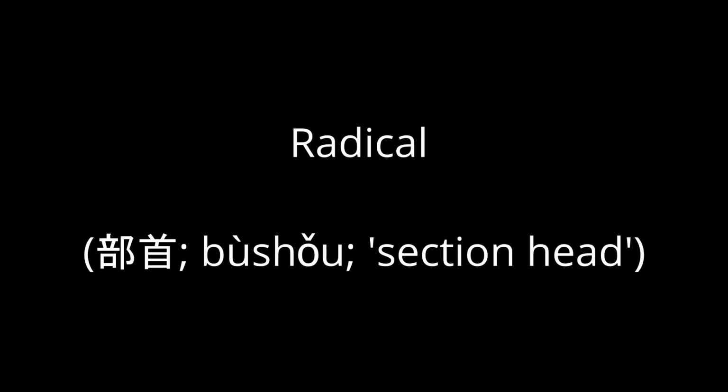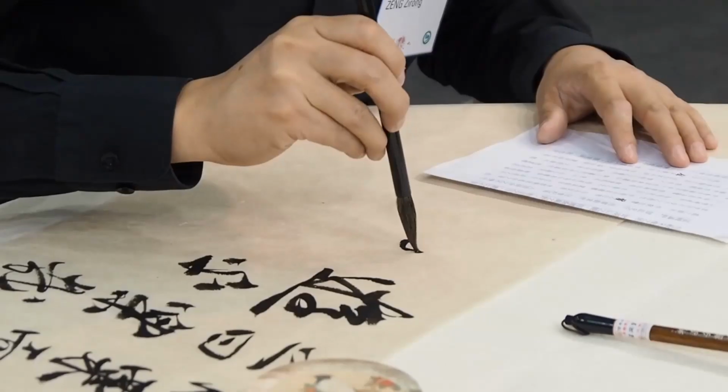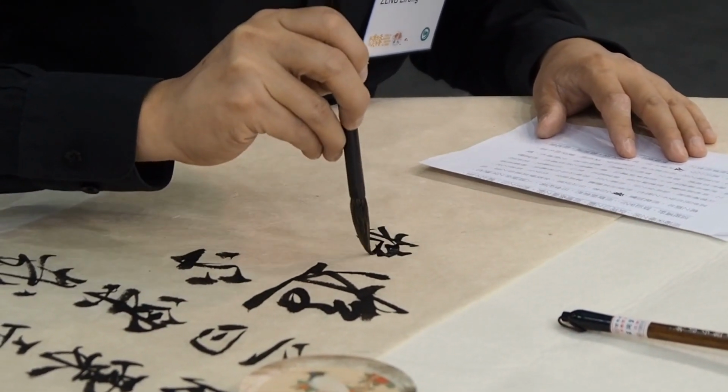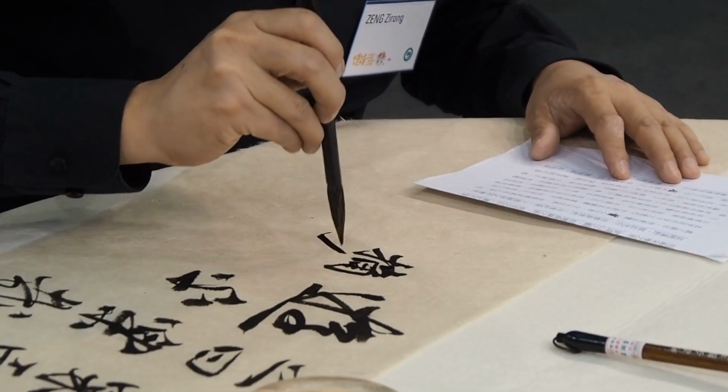So, radicals. The term radical, or 部首 in Chinese, meaning section head, specifically refers to the 214 small components that are used to organize characters into dictionaries. Each character only has one radical, no more. The other parts are simply components used to derive meaning and are not used for organizing dictionaries. Often radicals hold some clues to the meaning of the character, but this isn't always the case.